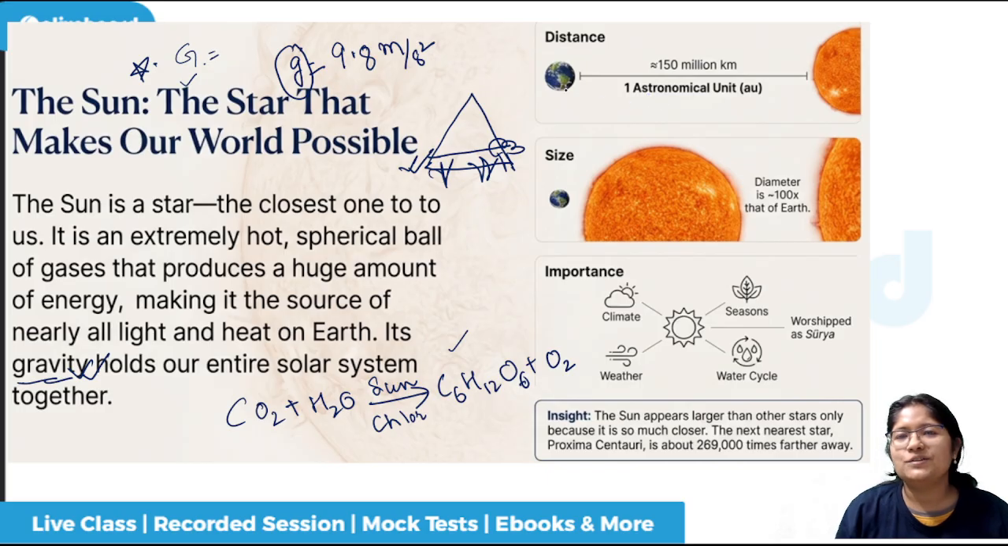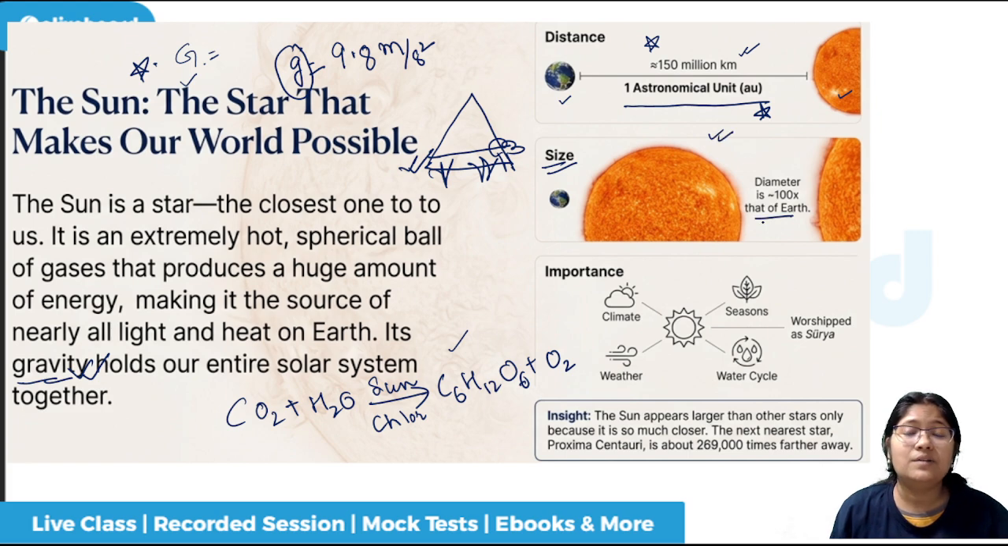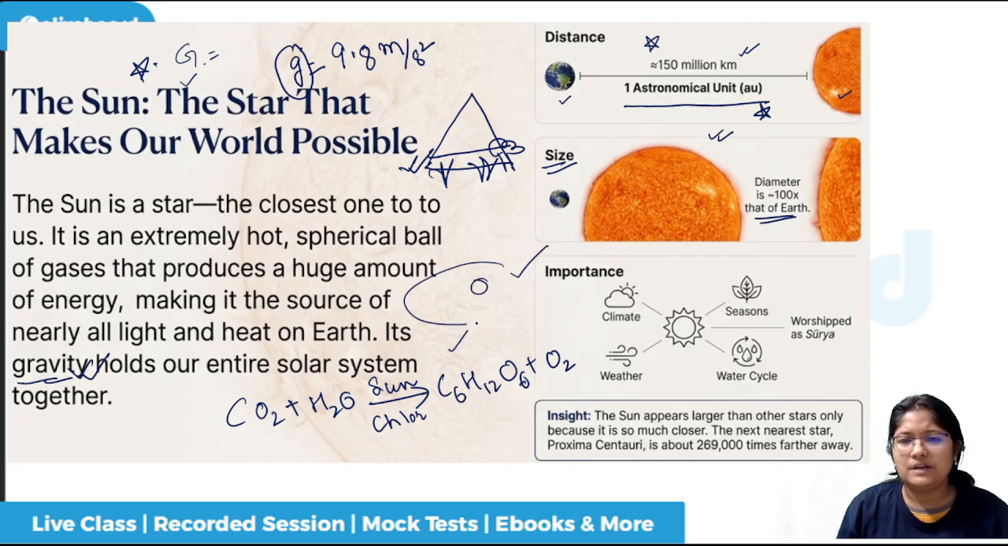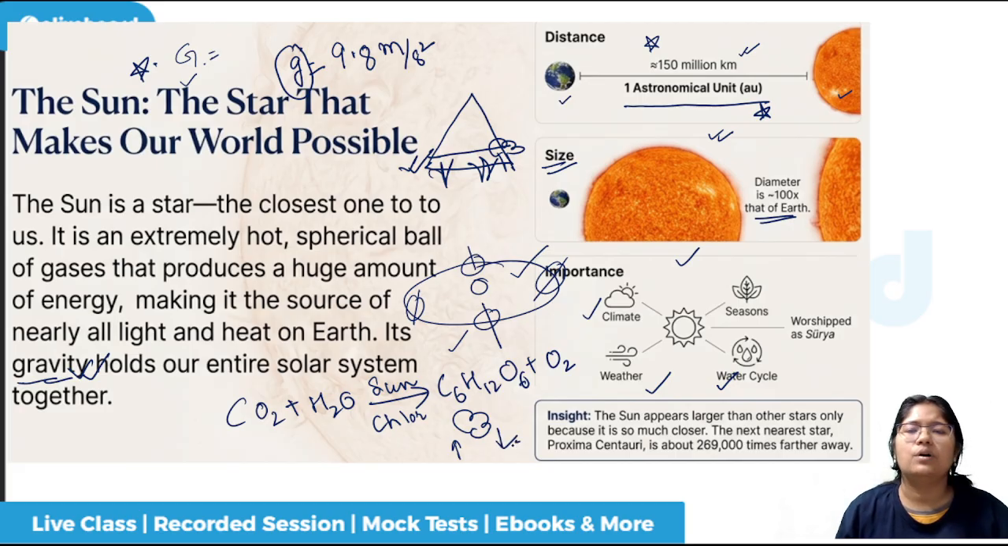Anyways, if we look into the distance between the sun and the earth, it is approximately 150 million kilometer, and this is termed one astronomical unit. In terms of size, the diameter of the sun is approximately 100 times that of the earth. And if you look into the importance, the earth is revolving around the sun, so the change of the seasons is because of this. The climate change, the weather change, the water cycle, evaporation, cloud formation, precipitation, everything is possible because of the sun.